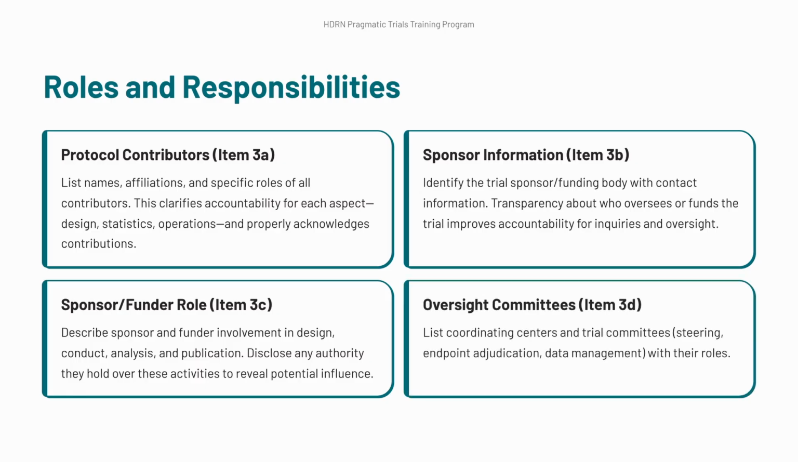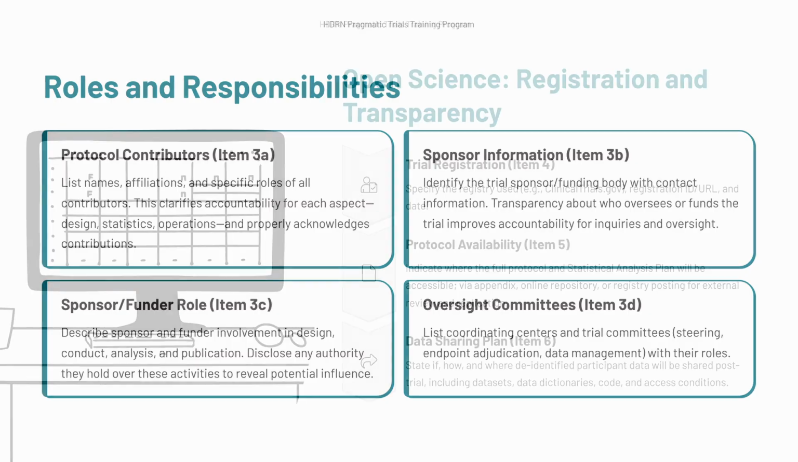Moving to Item 3D, it asks for the composition and roles of any trial committees or coordinating groups. Large pragmatic trials might have structures like a steering committee, a data management team, an indigenous-led research committee, an implementation committee, or perhaps an endpoint adjudication committee. The protocol should list those and describe their responsibilities. This gives the reader a clear picture of the governance of the trial.